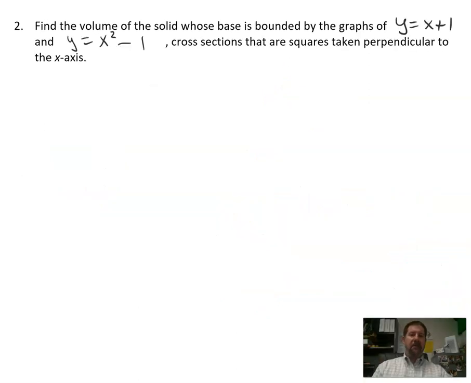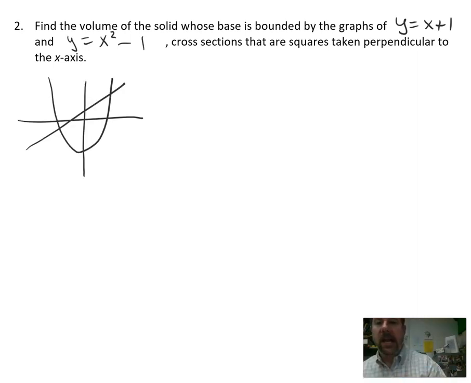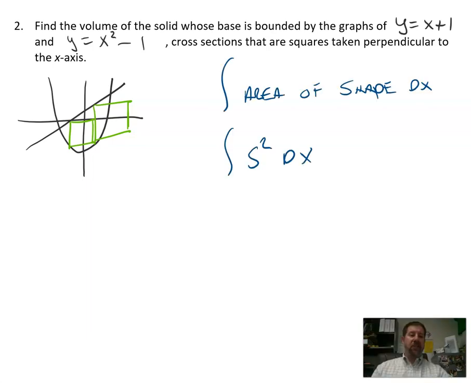Okay, so now we want to find the volume of a solid whose base is bound by the graphs of y equals x plus 1, the line, and y equals x squared minus 1, the parabola. Cross sections are squares and are taken perpendicular to the x-axis. So draw a picture. Here is our parabola and our line. And now, again, they're perpendicular to the x-axis, but we're going to do squares inside this area, so something kind of like that. All right? So we're going to integrate the area of the shape dx. So in this case, again, side squared dx.